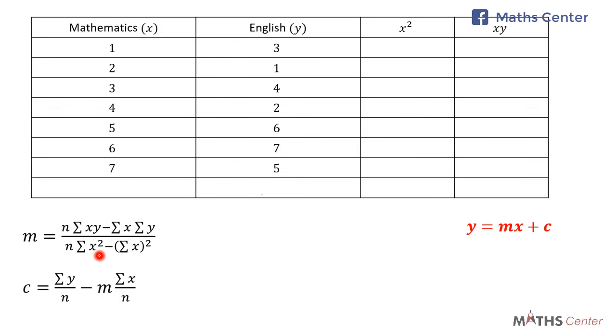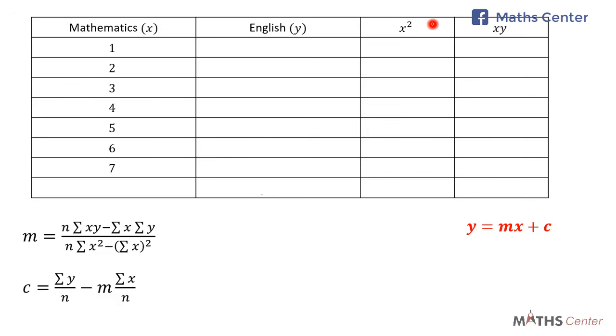And n is the number of data points. So here we have 1, 2, 3, 4, 5, 6, 7. So n will be equal to 7 because we have 7 data points. Now let's find the x squared values and then the xy values.